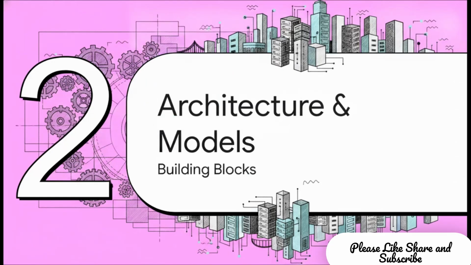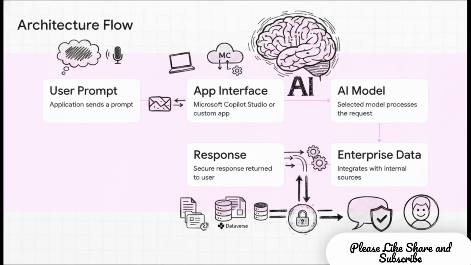Section 2. Architecture and models, building blocks. Let's trace the flow of a single request to see exactly where your secure enterprise data merges with the AI model. It all starts with the user prompt hitting your interface, say Microsoft Copilot Studio or a custom app. It's then securely routed to the Azure OpenAI service. But here's the real magic. Before responding, it integrates with your internal systems, pulling documents directly from SharePoint or Dataverse. Finally, a synthesized, accurate, and totally secure response reverts back to the user.